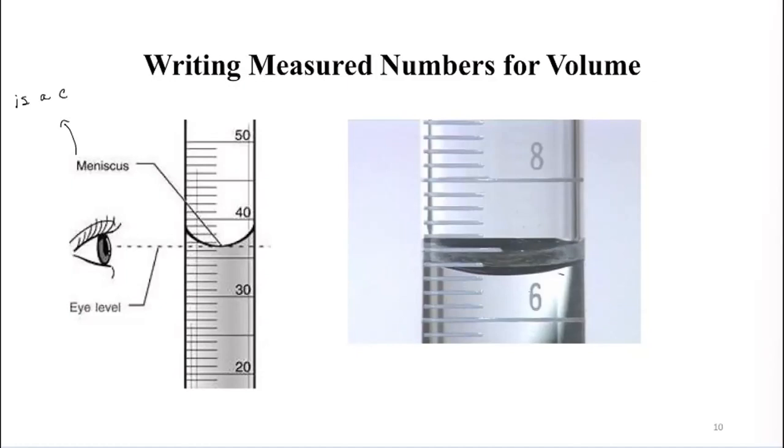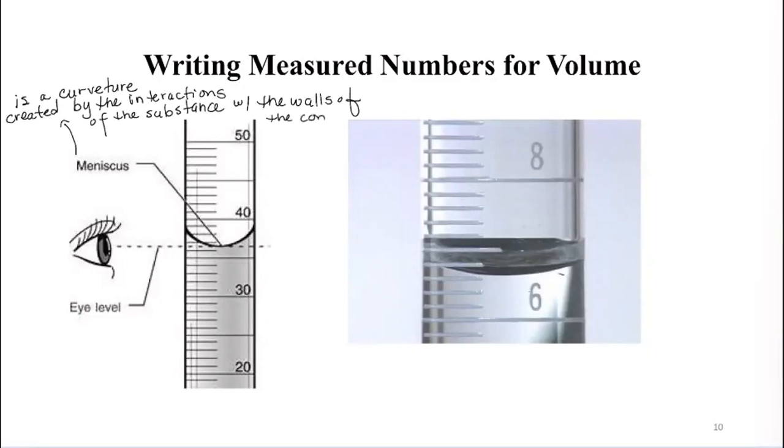So let me just write the definition of the meniscus here. Is a curvature created by the interaction of the substance with the walls of the container.